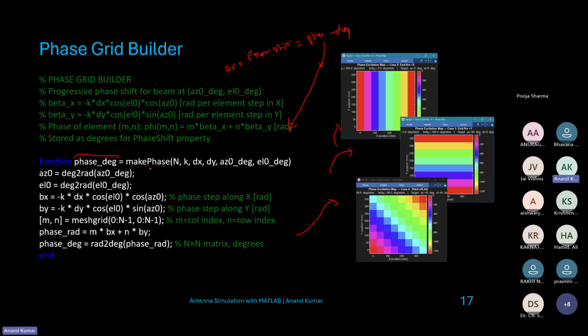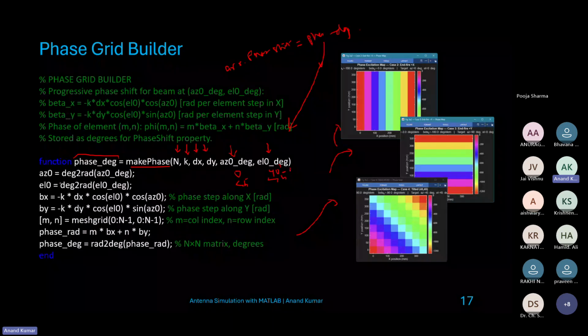The phase degree is made by a function called make phase. We are making it a function so that we can call it for different cases. The make phase function takes in the size of the array, the wave number, the spacing between the elements, and the direction of the tilt. For broadside, this is 0 and 90 degrees. For a different tilt, for example a 45-degree tilt, you have to send 45 degrees. So this takes the azimuth and elevation angle in degrees.